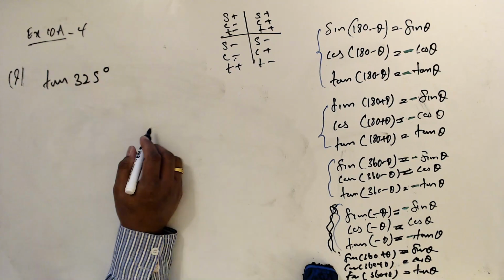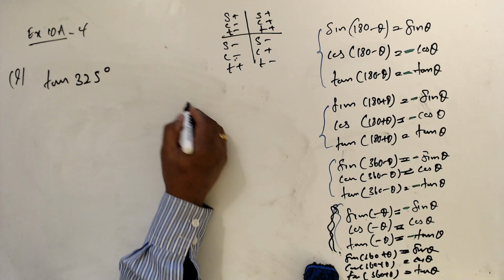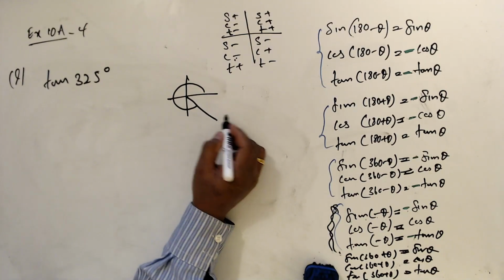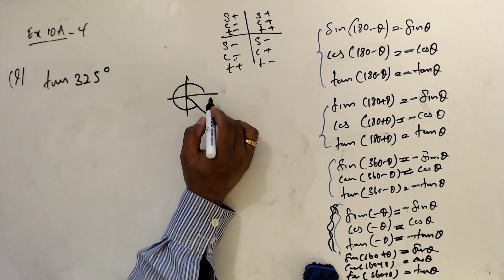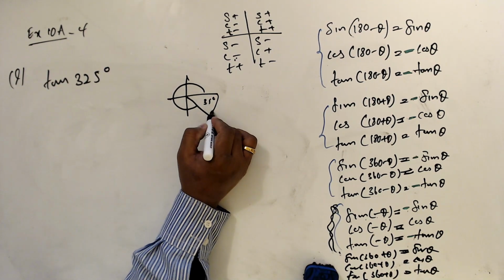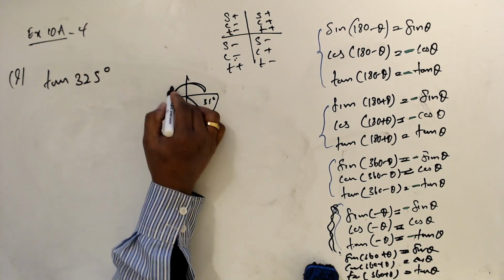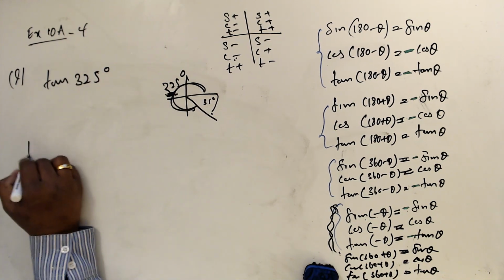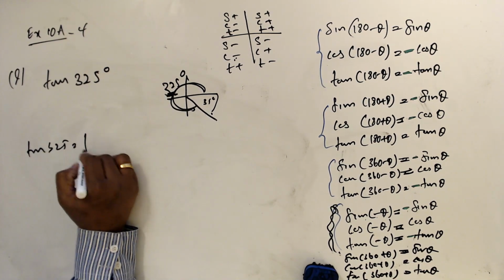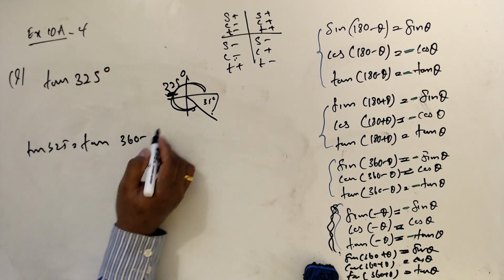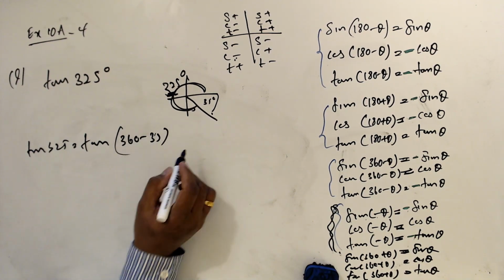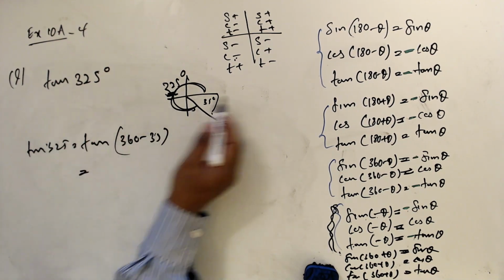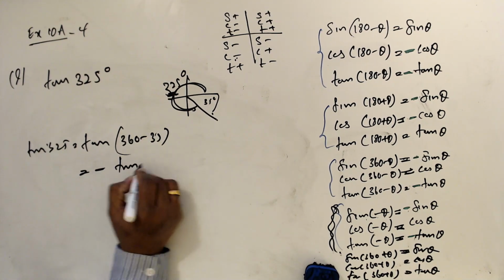Tan 350. This is in the 270 quadrant, so this is 35, and this is 325. I can write 325 using 360: 360 minus 35. In this quadrant, the tan ratio is negative. So negative tan 35.